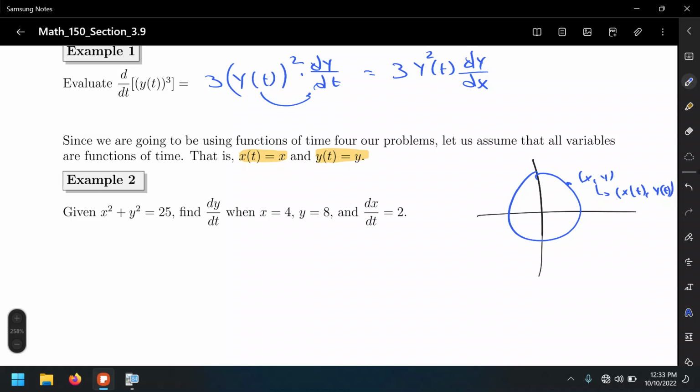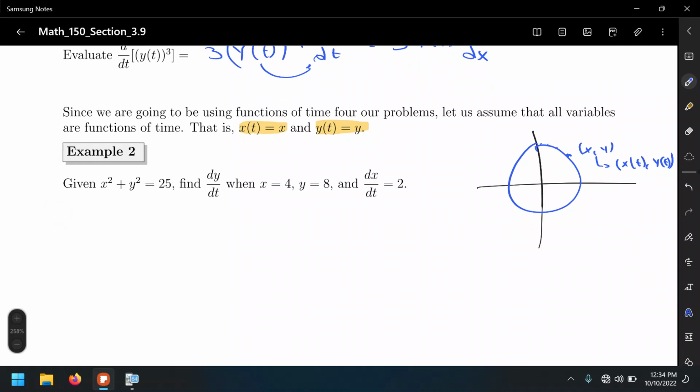So we can think of this particle moving along the circle at different times, and in that situation both x and y are changing with respect to time. So in this case, I'm going to redefine this x squared plus y squared as x of t squared plus y of t squared. I'm going to do this only for this example, just so you can see the bigger picture of what related rates are about.